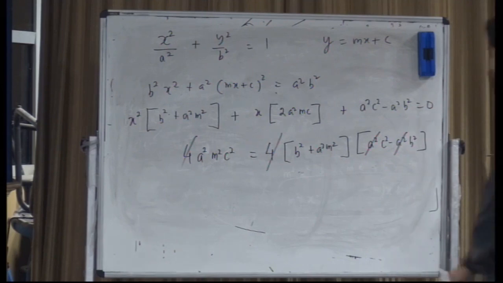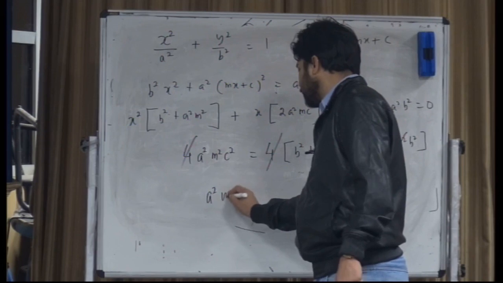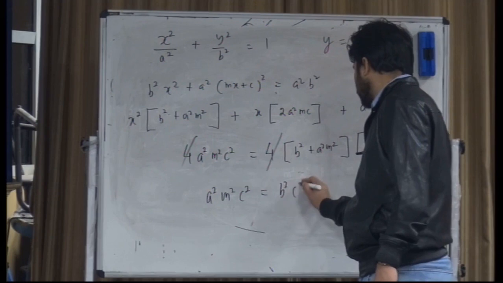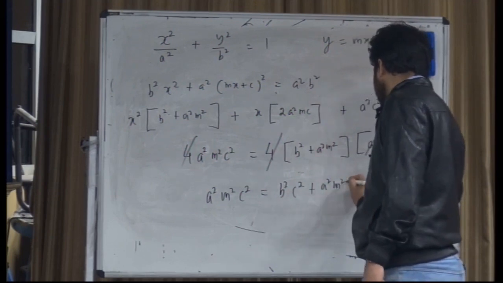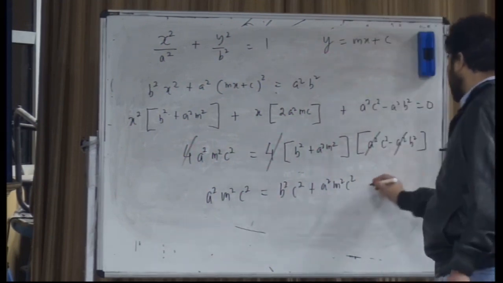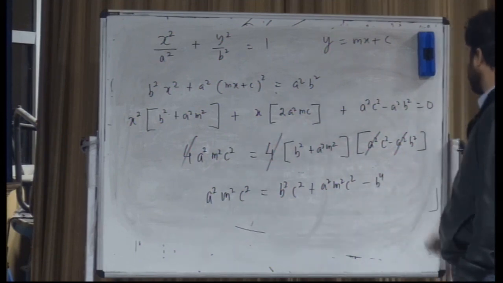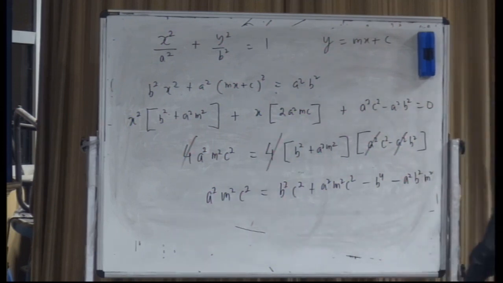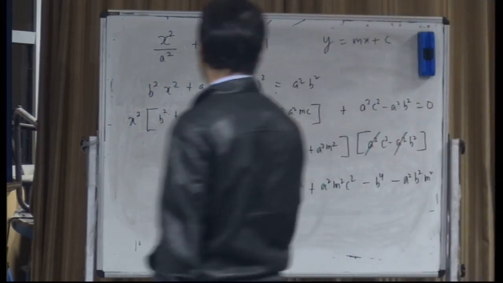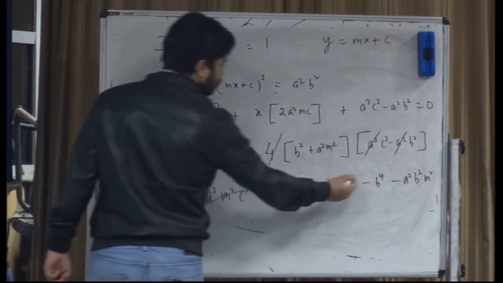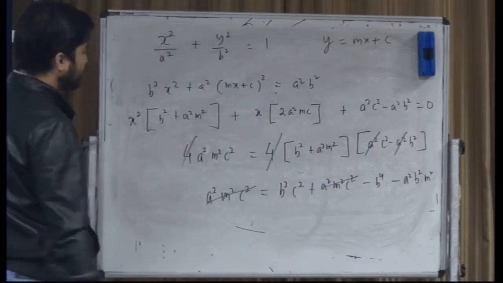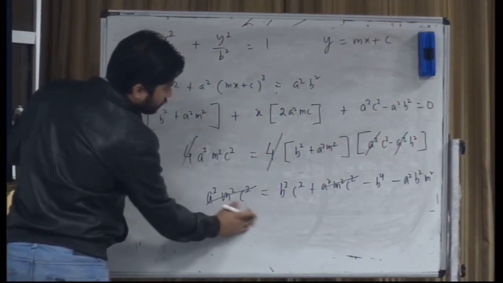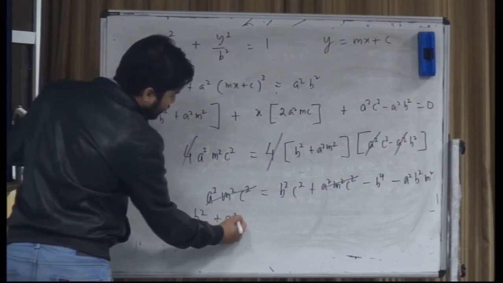है ना. so क्या हो गया? a स्क्वायर m स्क्वायर c स्क्वायर, अब c स्क्वायर इसके साथ जाएगा तो b स्क्वायर c स्क्वायर प्लस a स्क्वायर m स्क्वायर c स्क्वायर माइनस b टू द पावर 4 माइनस a स्क्वायर b स्क्वायर m स्क्वायर. ठीक है, क्या क्या कट गया? b स्क्वायर सब पे बैलेंस आउट हो जाएगा. So you will be getting c square is equal to b square plus a square m square.